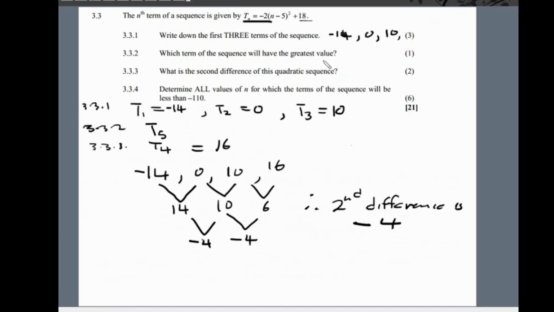I think I'll write the answers here, then clear space for 3.3.4. So term number 5 will have the greatest value. The second difference is minus 4. And then we have the first three terms here. It's minus 14, 0, 10.